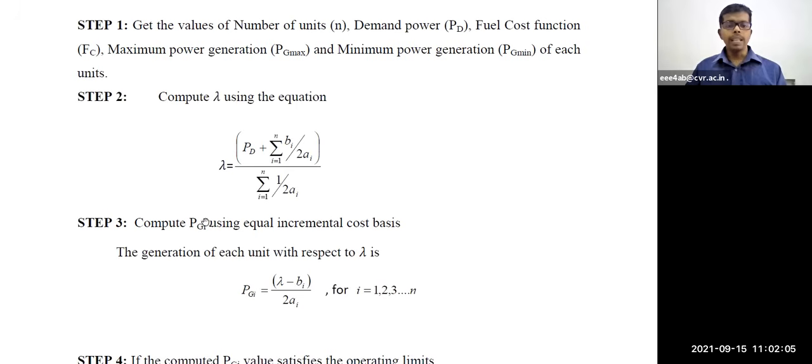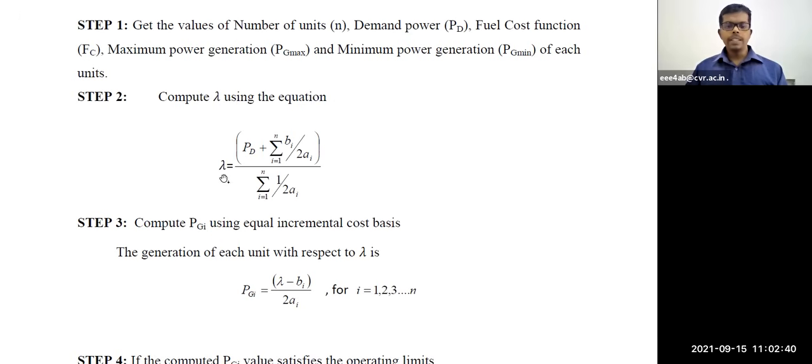Next, step number 3. What is step number 3? Compute the PGI using incremental fuel cost. This we have already seen in the previous class. Once you verify the previous class, you will know how to calculate the PGI. No need of memorizing all these terms. So PGI is equal to lambda minus bi divided by 2ai. You can easily derive it also. Go to our previous class. For i equals 1 to n, this is the value of PGI.